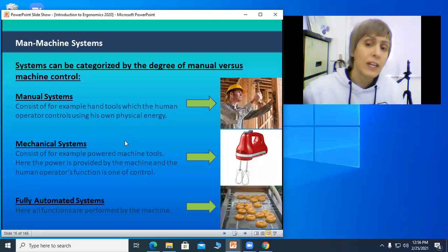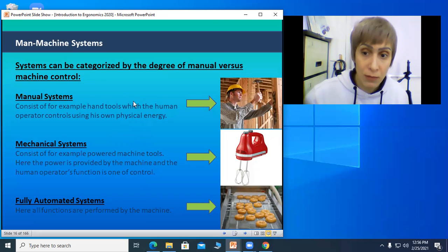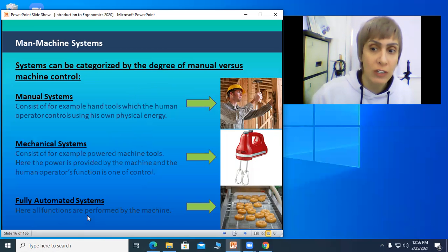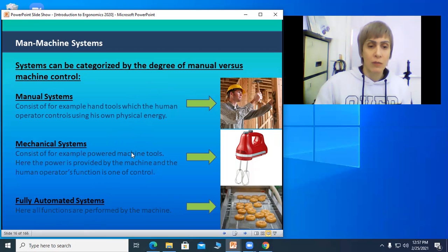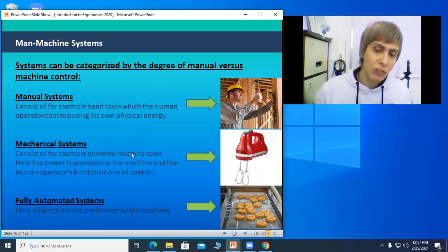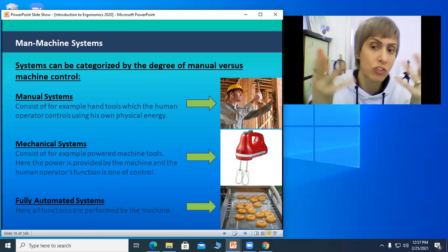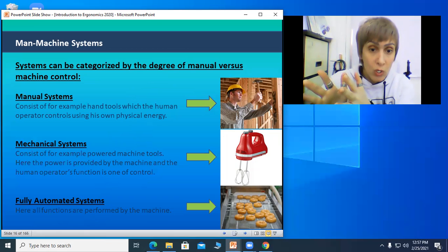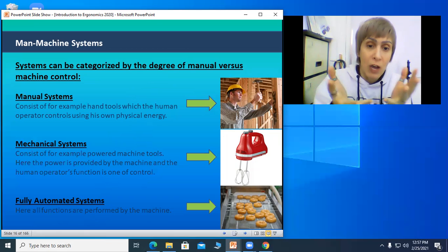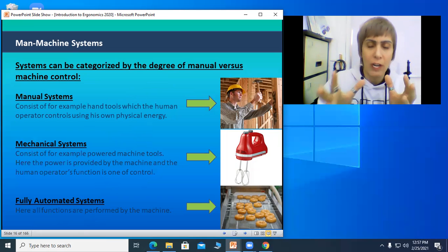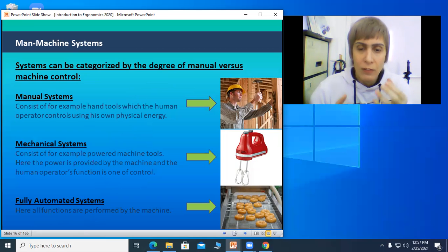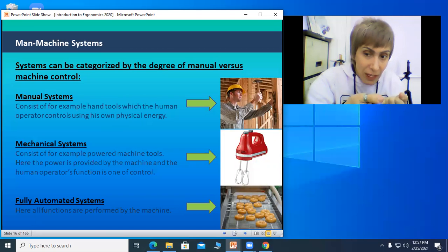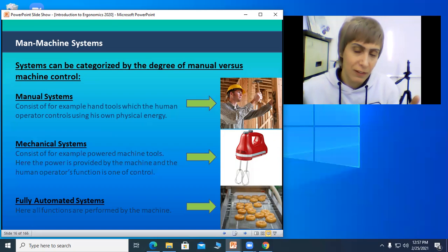Okay, now we can categorize systems by the degree of manual versus machine control. What does this mean? So how much of the work, of the job, of the task does the human do, and how much the machine? Sorry, let me explain it in another way. So how much is the task manual, and how much is it automated?